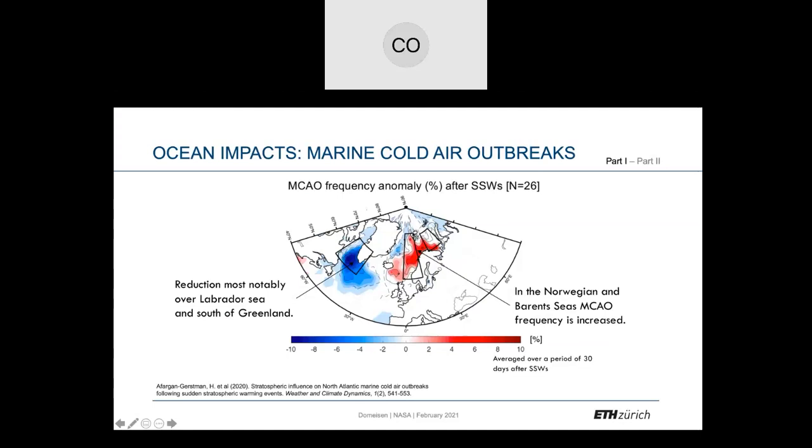And especially in these areas, it used to be a lot of fishery. Now it's oil rigs and wind farms and so on, where these cold air outbreaks can lead to, for example, icing that can sink entire ships. This has extreme impacts. And after sudden warmings, you indeed get a much higher frequency of marine cold air outbreaks over the Barents and Norwegian Sea. So these can have extreme impacts, especially in terms of the so-called polar lows, also called Arctic hurricanes in the Barents Sea.